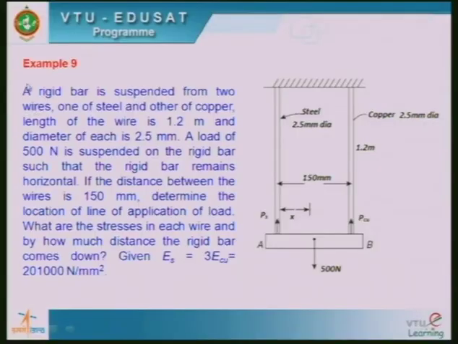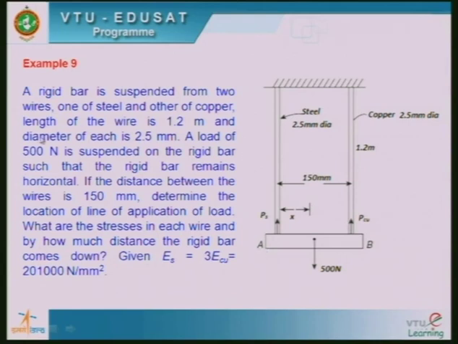Now, another type of composite system is like this. I will read this problem. A rigid bar is suspended from two wires. See, this is a rigid bar and this is suspended from two wires. One is steel, this is a steel wire, and the other is copper. The length of the wire is 1.2 meters and the diameter of each is 2.5 mm. Both the steel wire and the copper wire are 2.5 mm in diameter, the length is 1.2 meters, and both of them are holding this rigid bar.